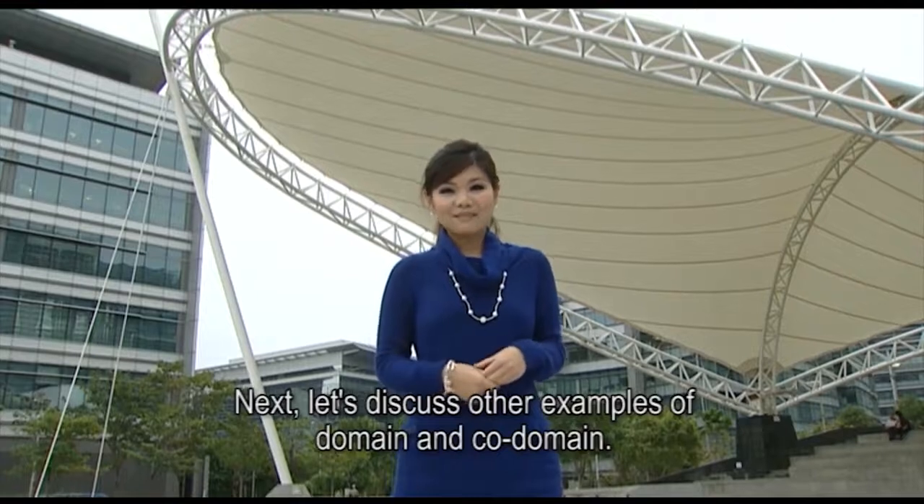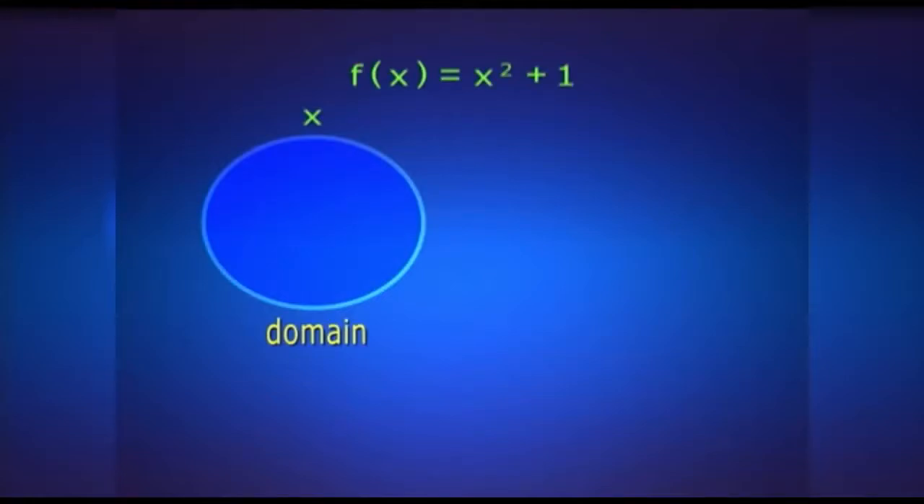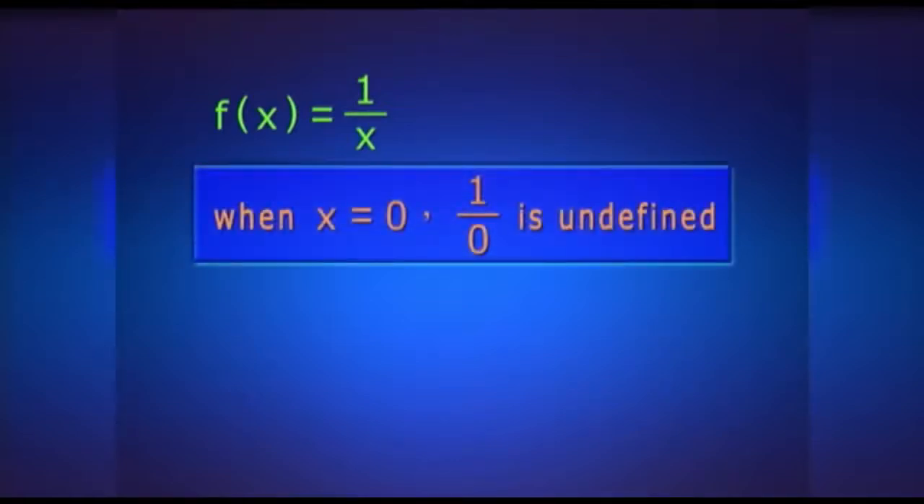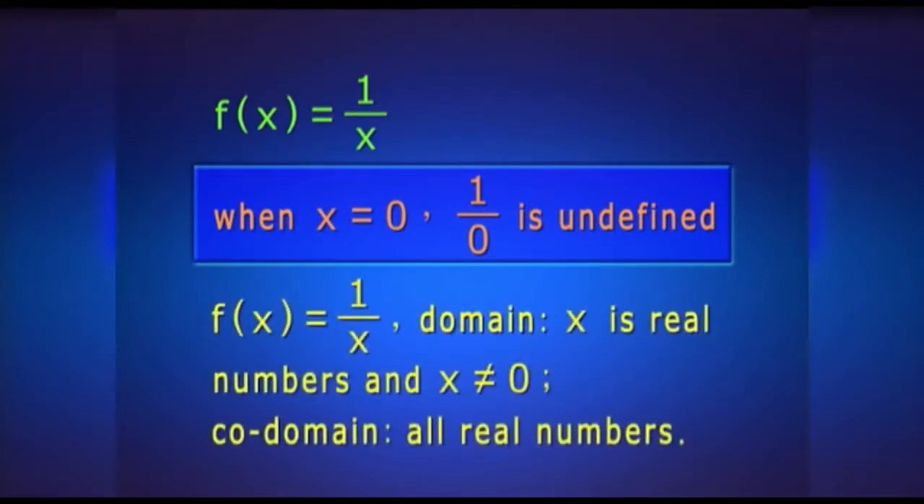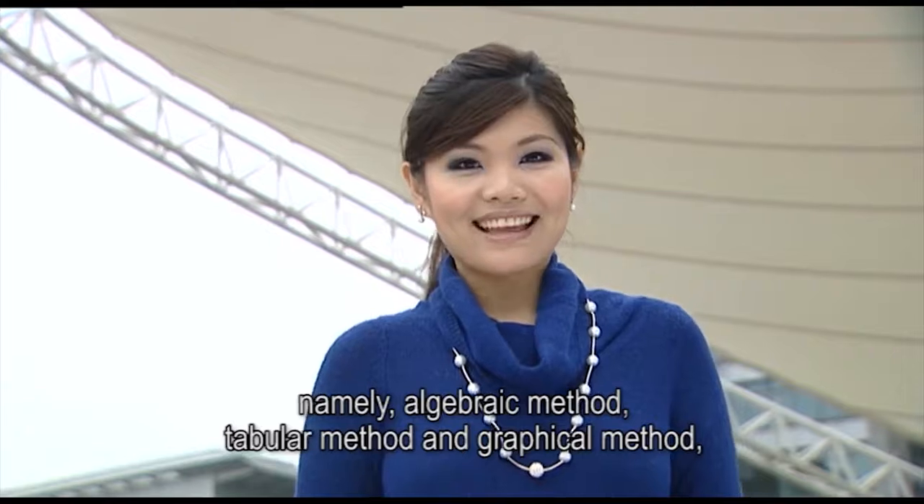Next, let's discuss other examples of domain and codomain. There is a function f(x) is equal to x squared plus 1. Any real number can be chosen as x. Then the domain of this function contains all real numbers, while the codomain contains all real numbers greater than or equal to 1. In another example, f(x) is equal to 1 over x. The domain does not contain all real numbers, because when x is 0, 1 over 0 is not defined. In order to give meaning to this function, the domain contains all real numbers except 0, while the codomain contains all real numbers.